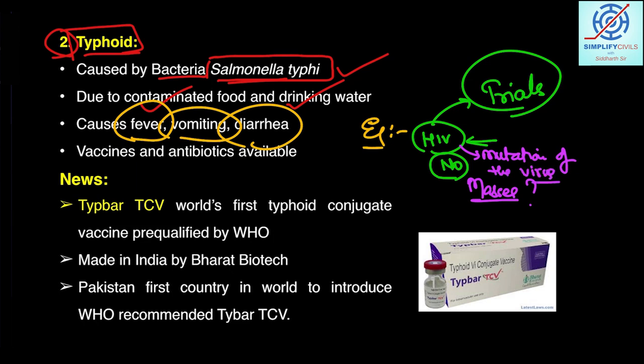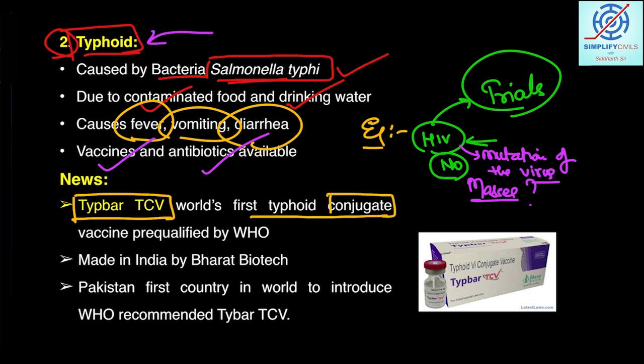The virus topic as such, I will tell you in detail in subsequent slides. Here I want you to focus on typhoid: yes, there is a vaccine available, and yes, antibiotics are also available in the market to cure it. Recently a piece of news came with respect to the Typbar TCV vaccine. This was the first conjugate vaccine. Remember this, it is not the first vaccine for typhoid. It is the first conjugate vaccine qualified by the WHO. Now the question arises: what is a conjugate vaccine?